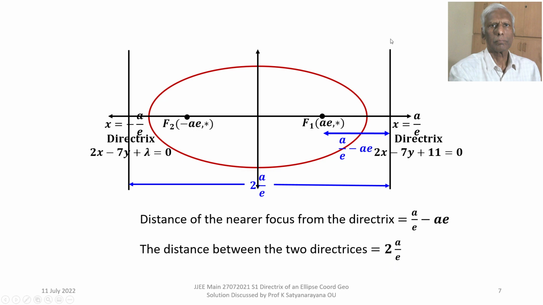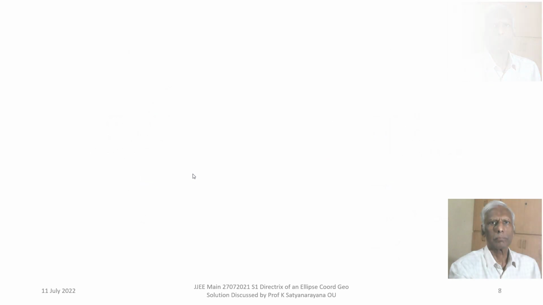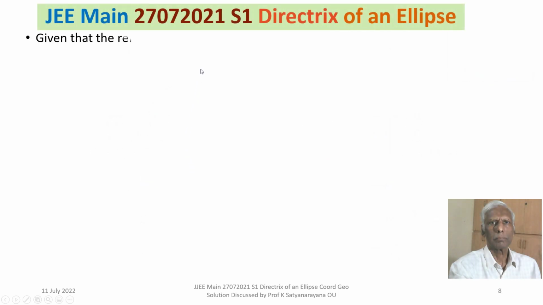And let's take one of the directrices as 2x - 7y + 11 = 0, and the other directrix is parallel to it, and we can take it as 2x - 7y + lambda = 0. Let's discuss further in the next slide.